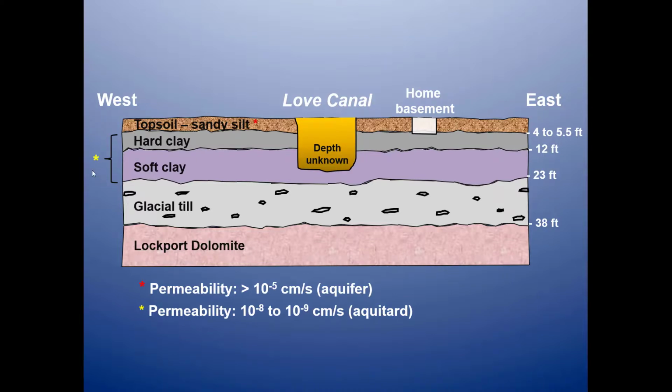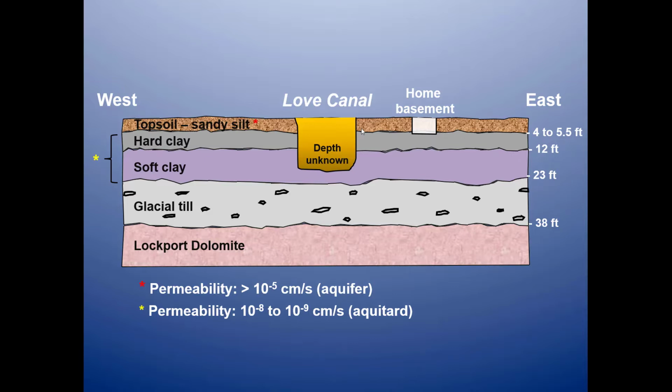And the clays that underlaid the topsoil had a much lower permeability. It was 3 to 4 orders of magnitude lower permeability than the topsoil, which means that water passes through it much, much more slowly, if at all. So when water moves very slowly through a rock layer, geologists call it an aquitard. It's an area where water moves slow.